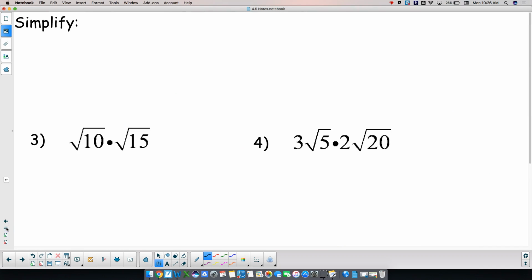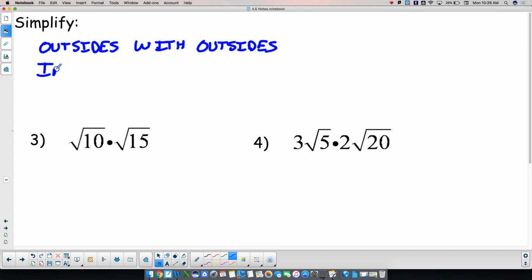The rule when you are multiplying radicals is outsides go with other outsides. They're kind of cliquey that way. Insides go with other insides.